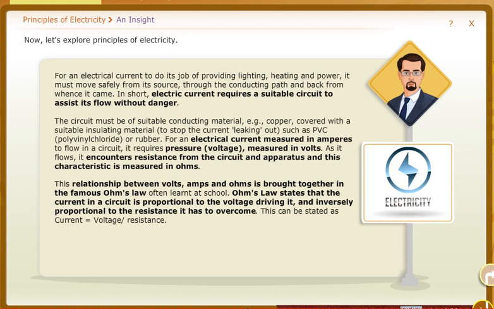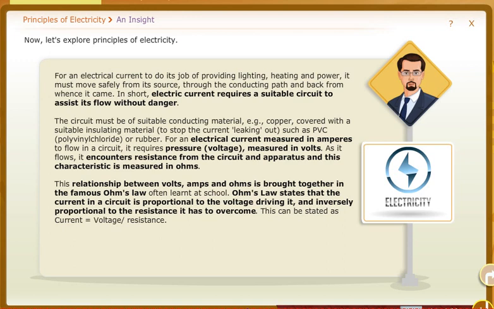Now, let's explore principles of electricity. For an electrical current to do its job of providing lighting, heating, and power, it must move safely from its source, through the conducting path, and back from whence it came. In short, electric current requires a suitable circuit to assist its flow without danger.